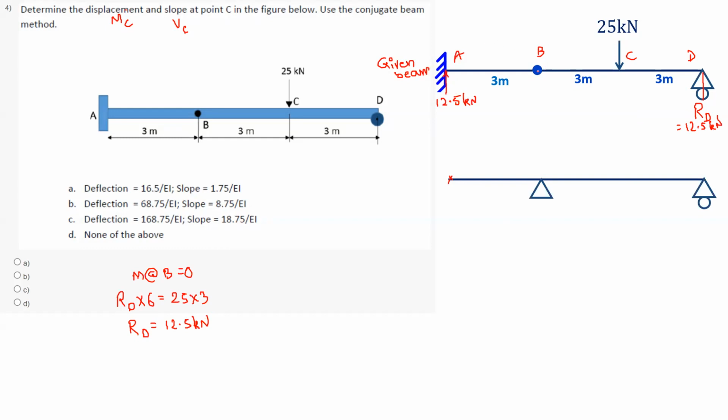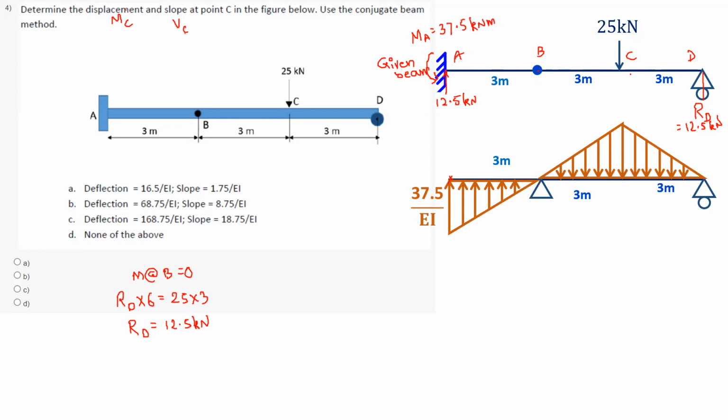Now we will draw the bending moment. At B, we have bending moment 0. Taking bending moment 0, we get the value of MA as 12.5 into 3, 37.5 kilonewton meter. Now we will plot it. These are 3 meters, so this is 37.5 kilonewton meter. Then at this point we have 12.5 into 3, again 37.5 kilonewton meter. Now whatever shear force we get at C will be the slope at C, and bending moment at C gives me the displacement at C.